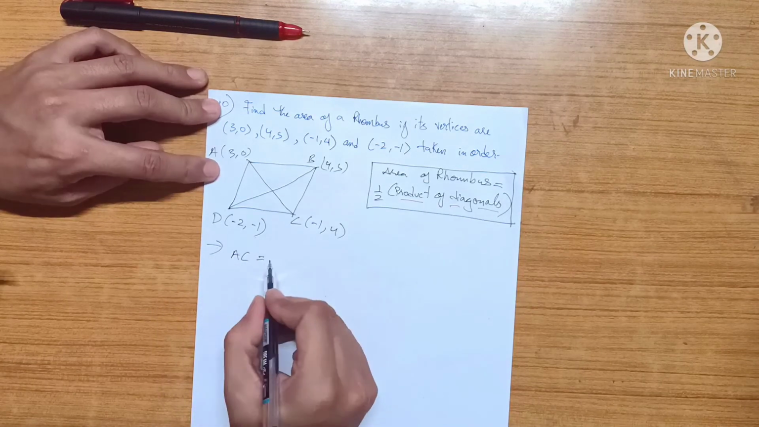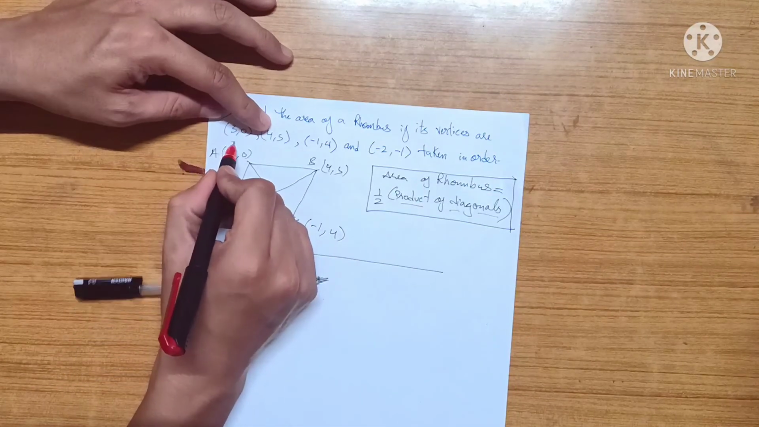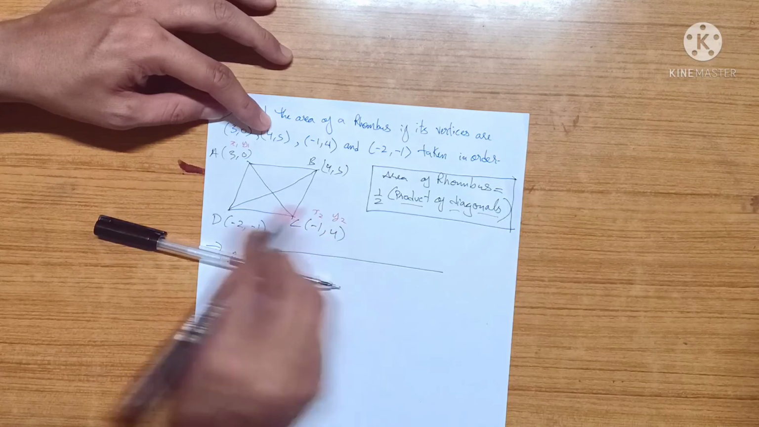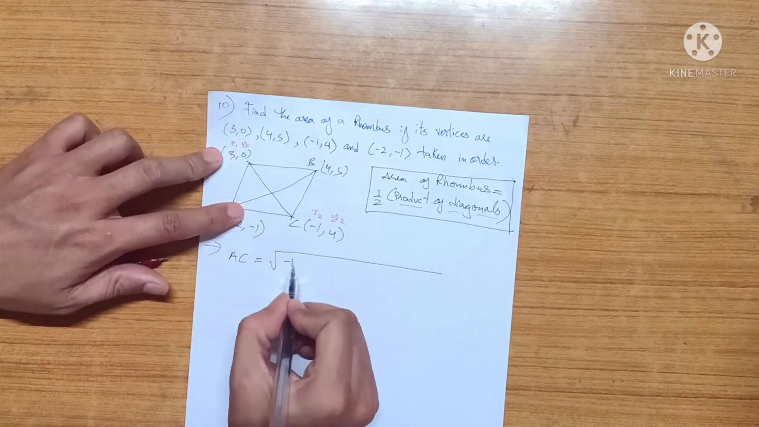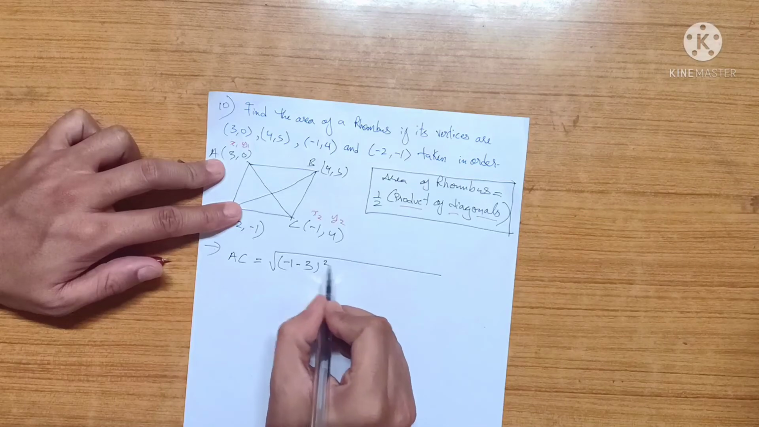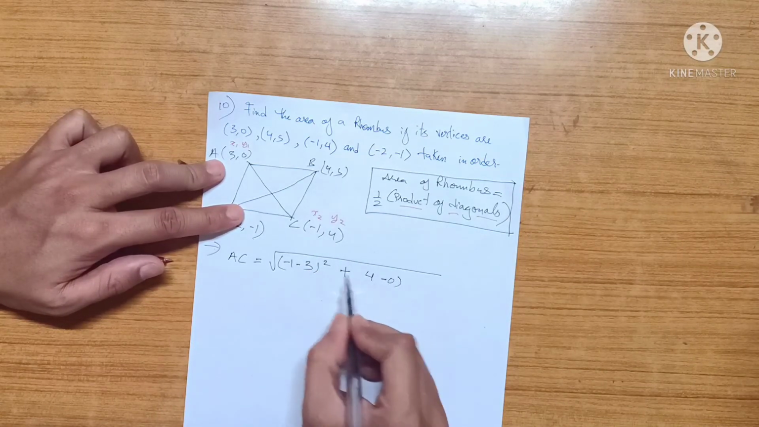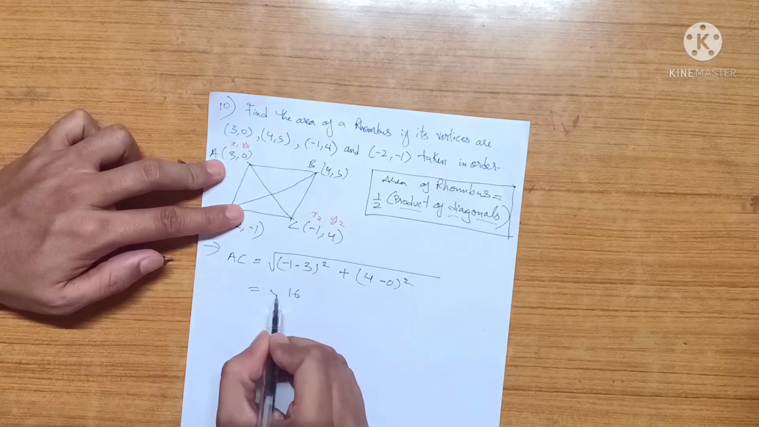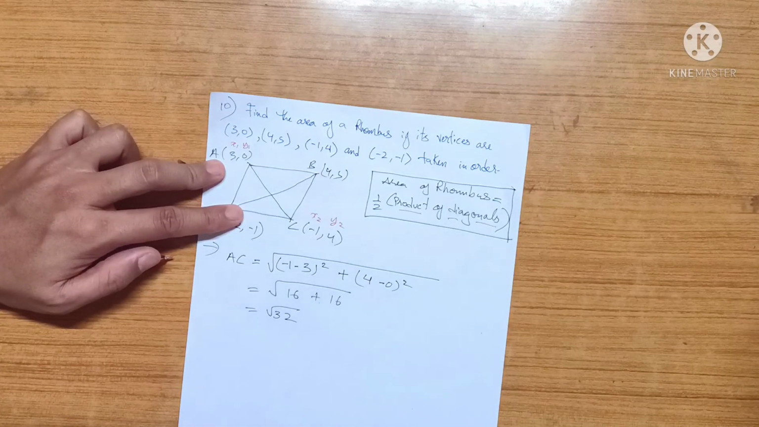Let's find AC. For AC, let's take this as x1 y1 and this as x2 y2. So x2 minus x1, minus 1 minus 3, the whole square, plus y2 minus y1, 4 minus 0, the whole square. So minus 4 squared is 16, 4 squared is 16, which is root 32.